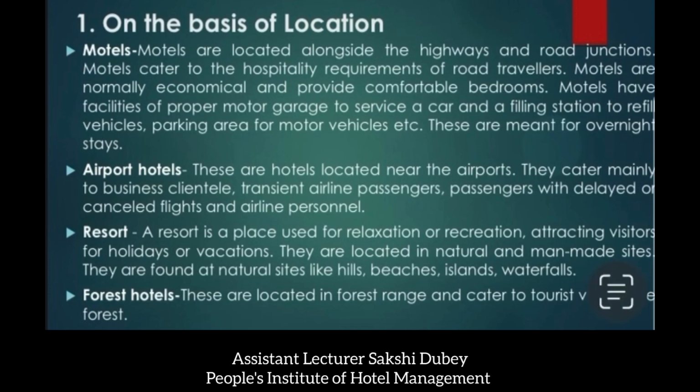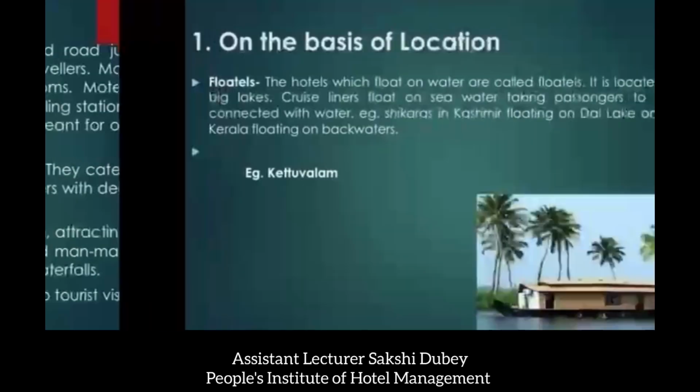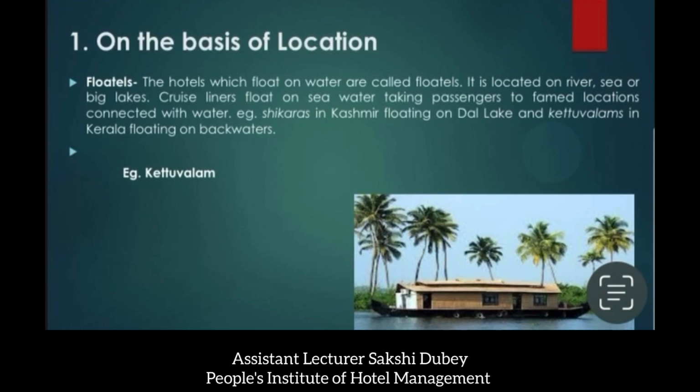Then there is a forest hotel. Now what is a forest hotel? These hotels are located in the forest range, and these are basically for tourists. Then there are floatels. Now what are floatels? Floatels, we can say, are a boat which has a place for stay. For example, cruise liners, or we can say the boats on Dal Lake which have a place for stay. So these can be considered under floatels.